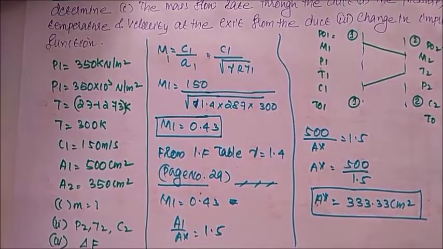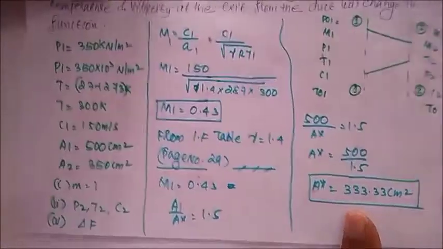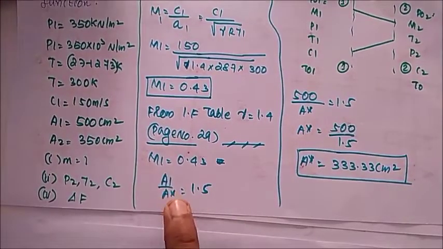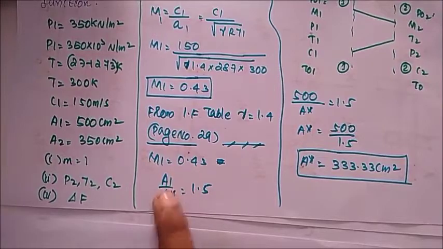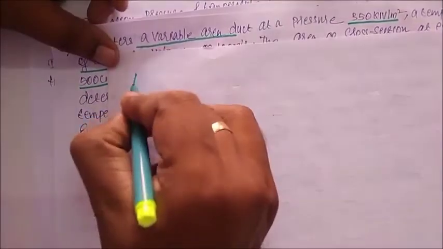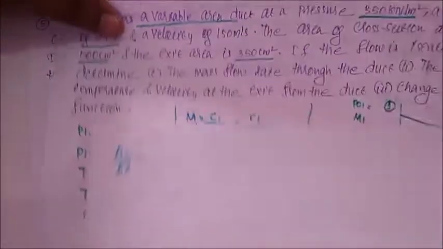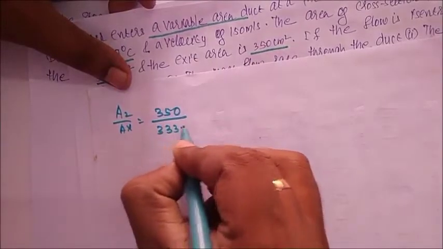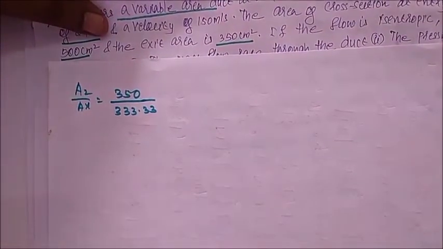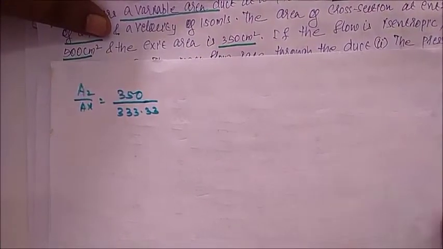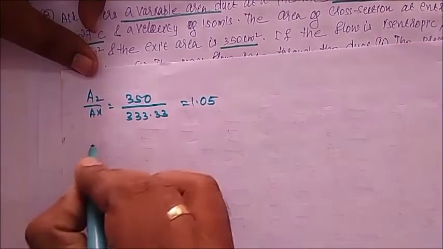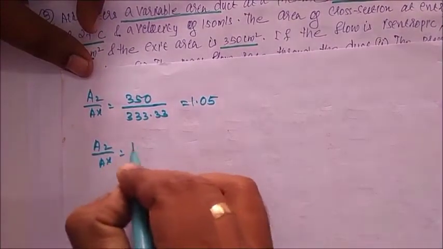Okay, once we get A star, how do we get M2? We can write the area ratio corresponding to M2. What was the area ratio corresponding to M1? A1 by A star. So the area ratio corresponding to M2 is A2 divided by A star. What is the value of A2? That is 350. So 350 divided by 333.33, where A star is the critical condition or condition at the reference section. That is equal to 1.05. So A2 divided by A star is equal to 1.05.